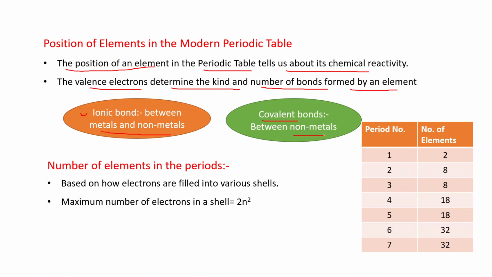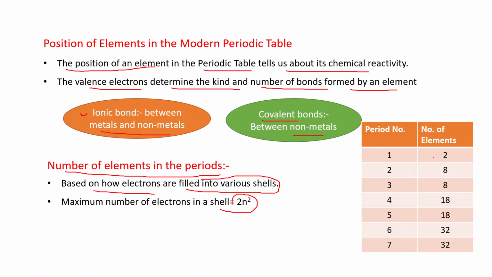Okay. Then how many elements are present in the periods? You can find out the number of elements in a period. This number of elements in the period is based on how electrons are filled into various shells. Detail of this you will discuss in the higher classes. Maximum number of electrons in a shell is given by the formula 2n square, and this table indicates the number of elements present in a particular period.